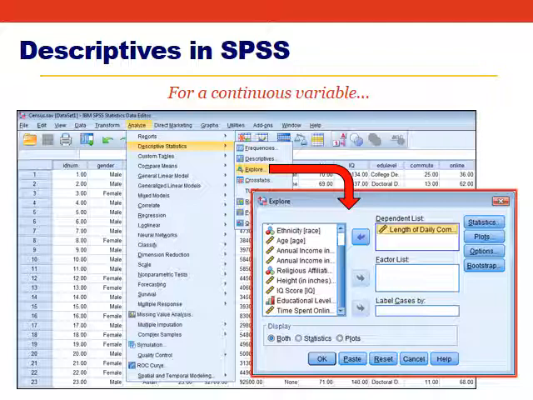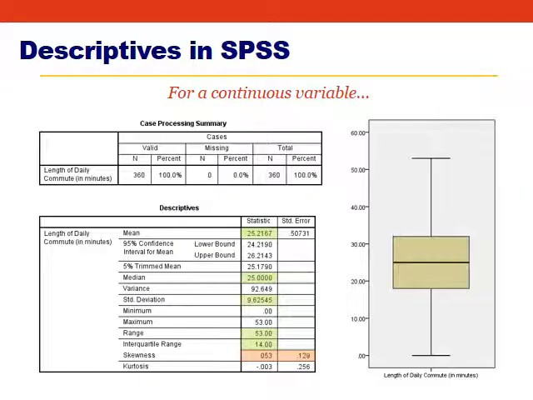In the Explore menu, you will again see on the left-hand side a list of all of the variables that we have, but there are now three boxes on the right-hand side. We're going to use the top box, the one called Dependent List. So whatever continuous variable we're interested in, we're going to select it from the list on the left. We're going to move it into the Dependent List box on the right. Then we're going to click OK. And what we will see appear in our output is a whole bunch of information about that continuous variable.